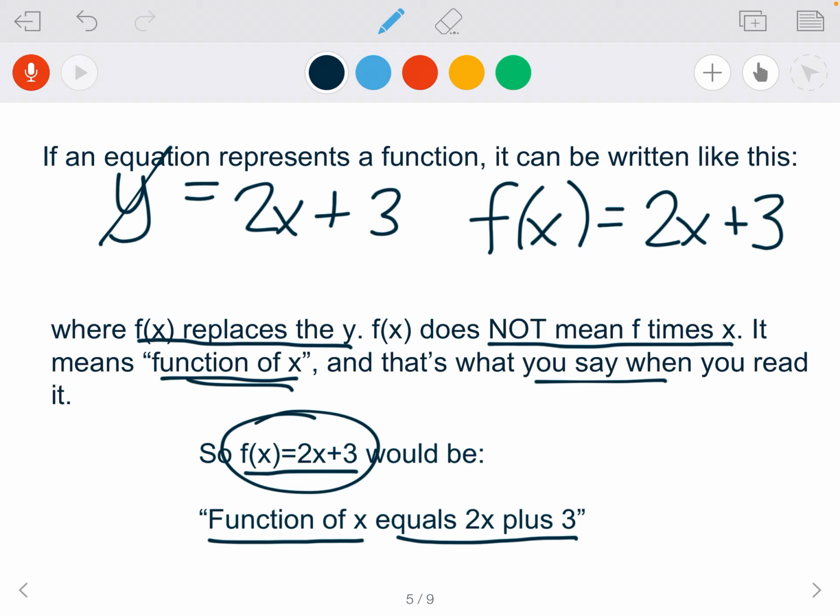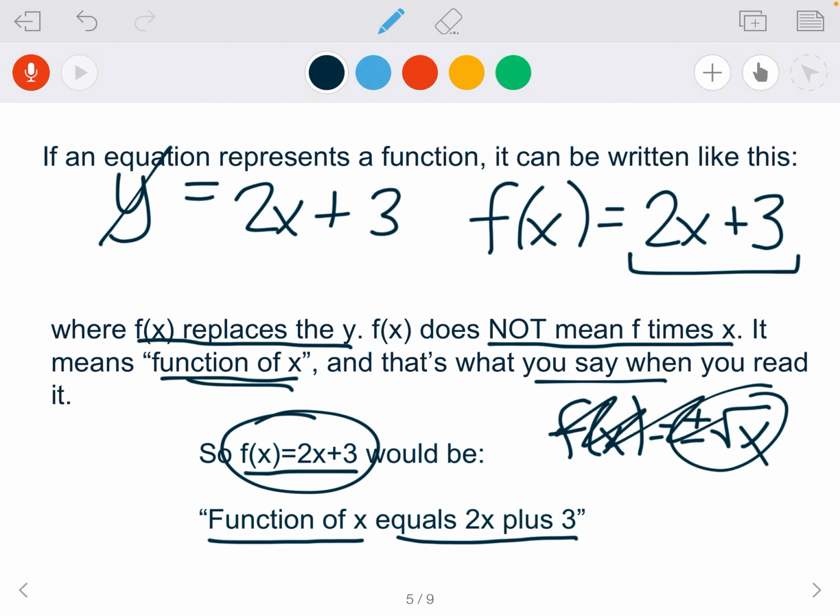So the f of x is telling us that 2x plus 3 is a function. I would not be able to say f of x equals positive or negative square root of x because we just saw from the last page that that's not a function. So I would not be able to write that one that way. I'd have to use the y, okay? But for this one, since we know that 2x plus 3 is a function, I could take the y out and put f of x in.